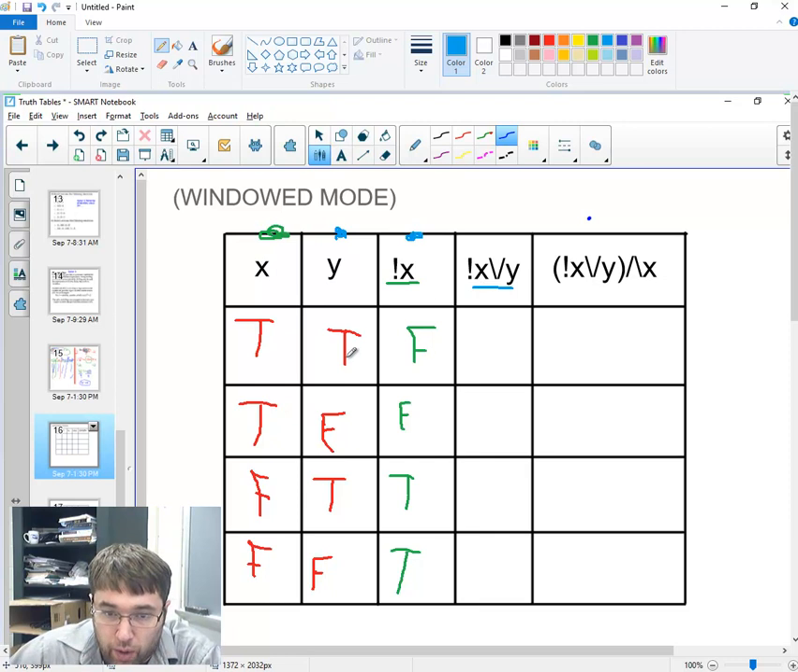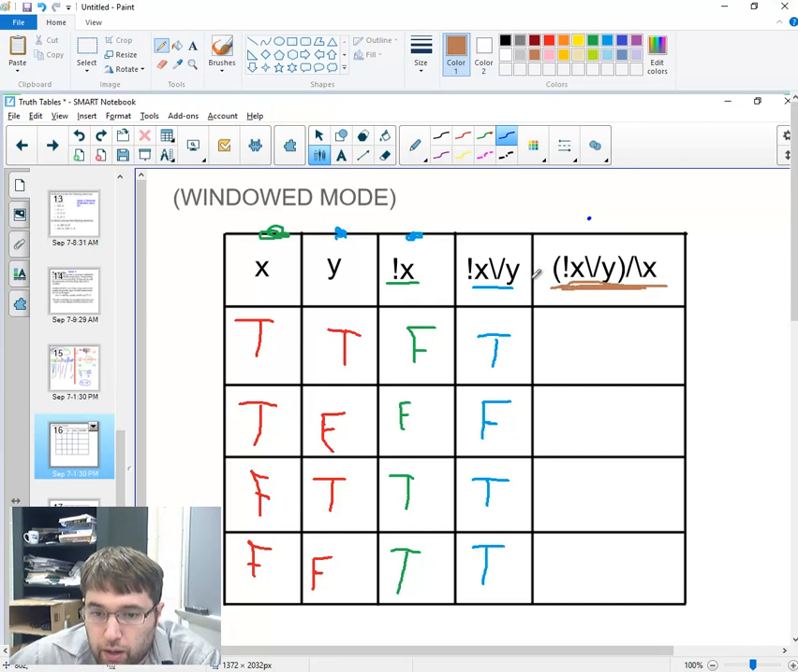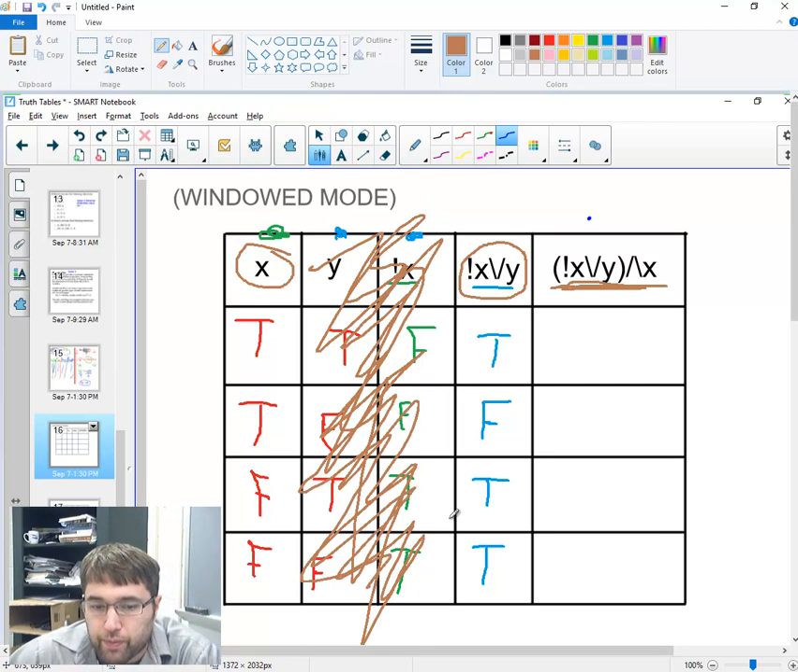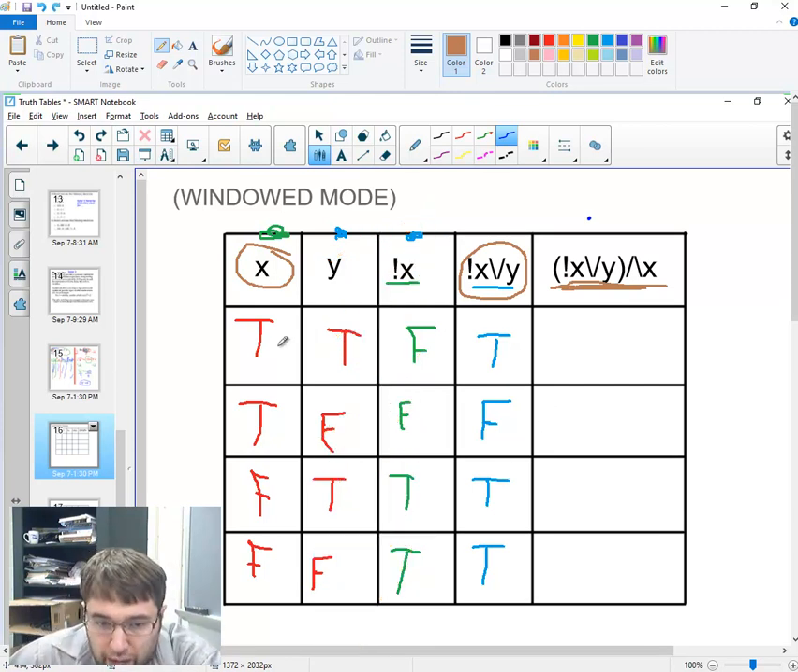So not x or y, I have a true, so it's true. I don't have a true, so it's false. I have a true, so it's true. I have a true, so it's true. We're going to look at these two in brown. So I'm looking at this one and this one. Since it's the last column, in my mind, I'm covering this up with my hand. So true and true is true. False and true, there's a false, there's a false, and there's a false. So my answer is true, false, false, false.